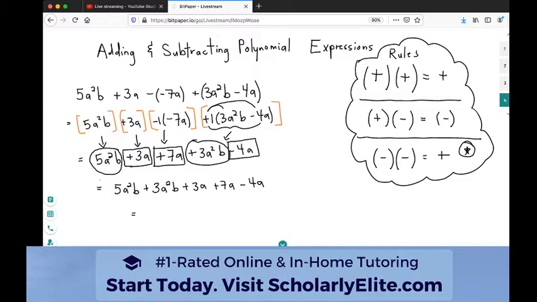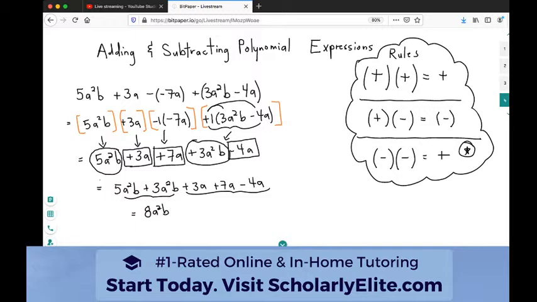Now, what does that mean? Well, that means that for the like terms, that's one set of like terms, this is another set of like terms, we need to add their coefficients. Because again, a like term is basically like saying you have this many apples and this many apples. How many apples do you have altogether? So in this case, I have 8a squared b's altogether.